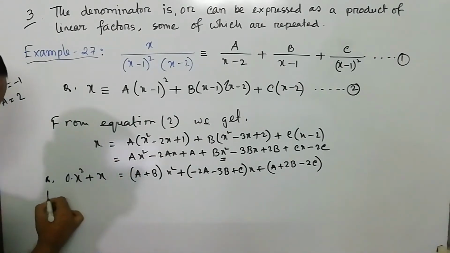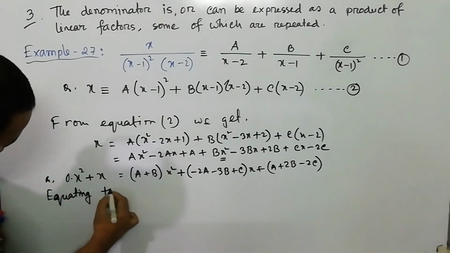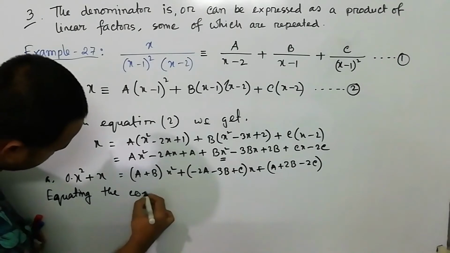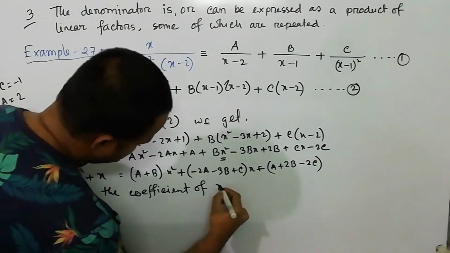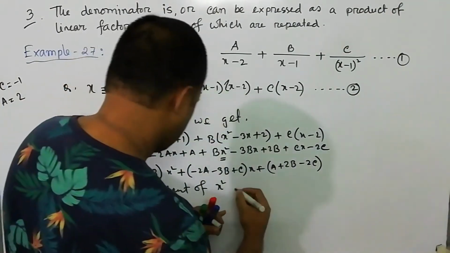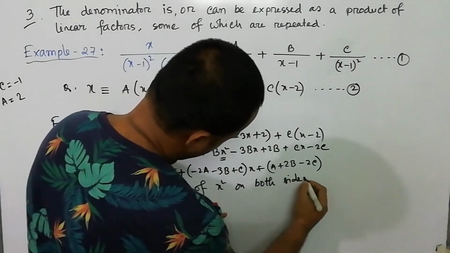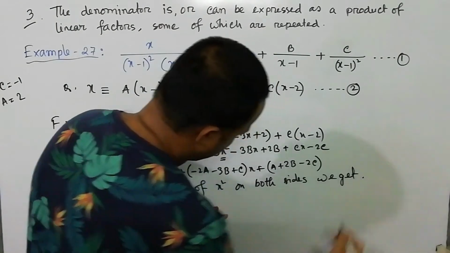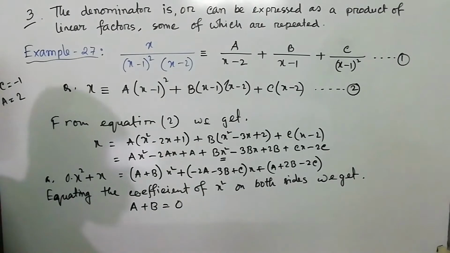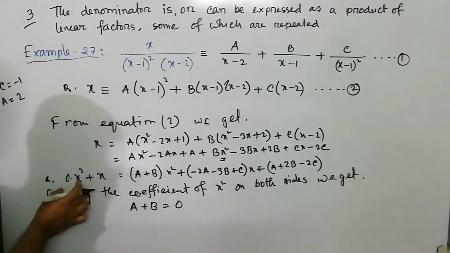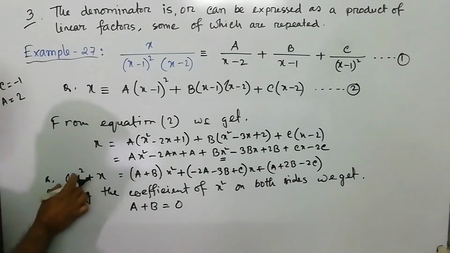So we can write, equating the coefficient of x square on both sides, we will get a plus b equals to 0. Here the coefficient of x squared is a plus b, and on the other side the coefficient of x squared equals 0, so we can write a plus b equals to 0.